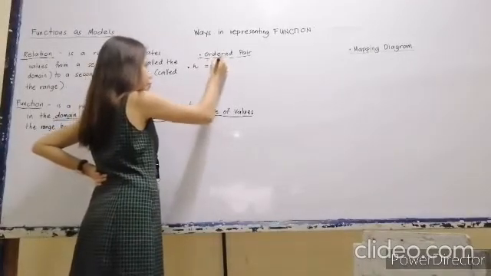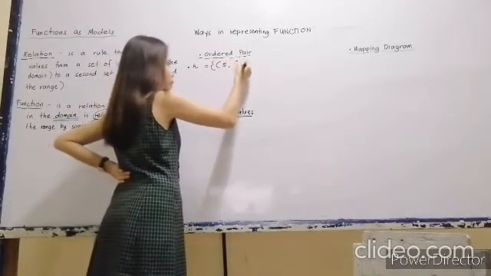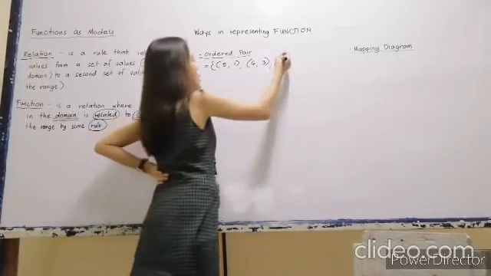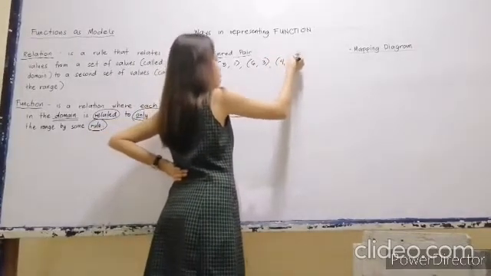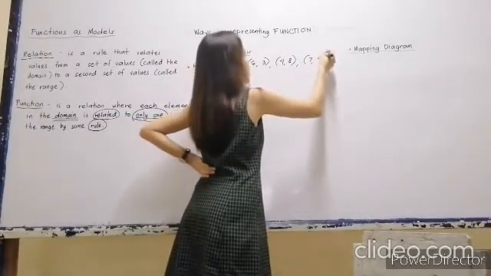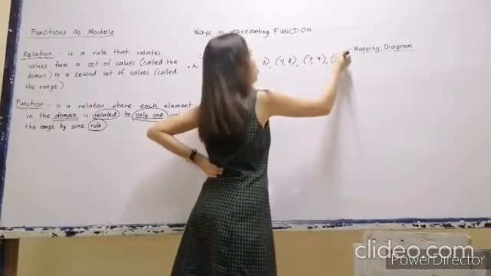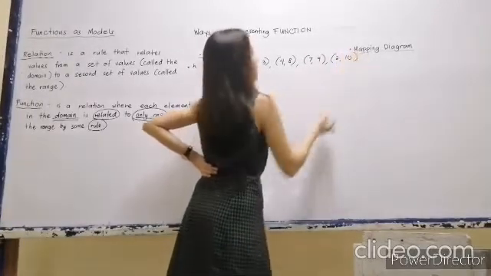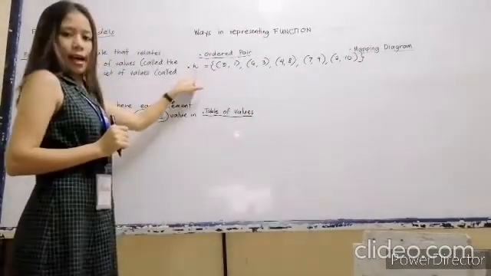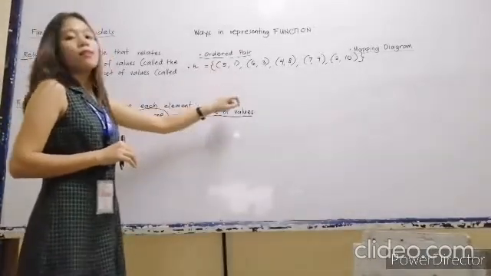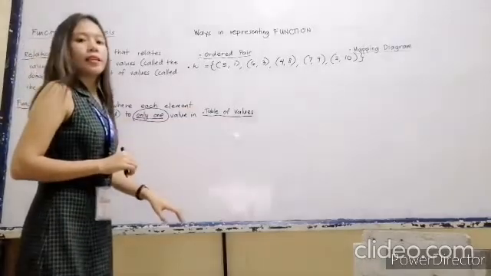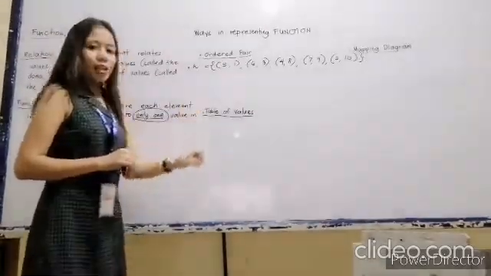So, let's say we have (5, 1), we have (6, 3), we have (4, 8), we have (7, 9), we have (2, 10). Okay, so again class, we have here the relation H having the ordered pairs (5, 1), (6, 3), (4, 8), (7, 9), (2, 10). These are a set of values.